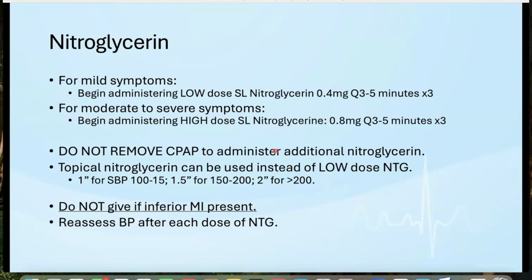After every dose of nitroglycerin, prior to the next dose, we want to make sure that we're reassessing that blood pressure to see what kind of a response we've gotten. Most of the time, we're going to see some positive movement. It may be, though, that we need to give additional or even potentially a higher dose.